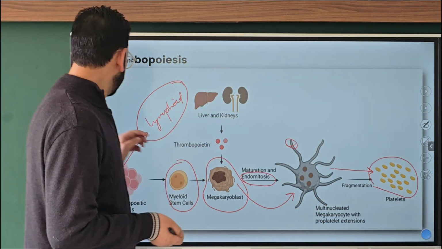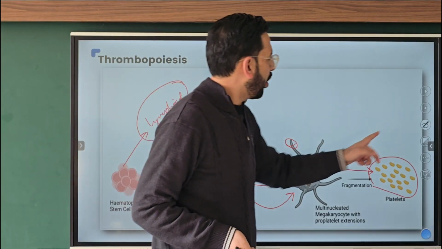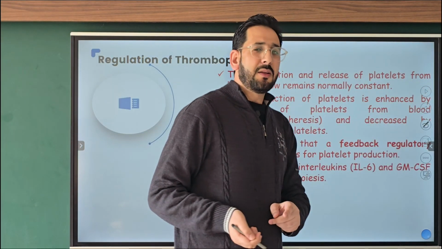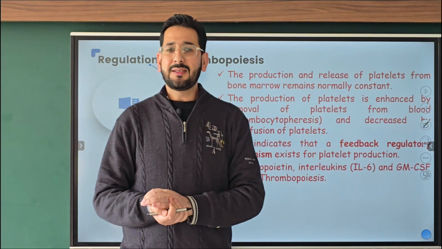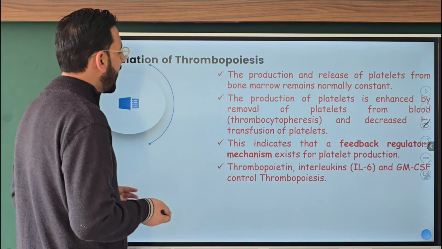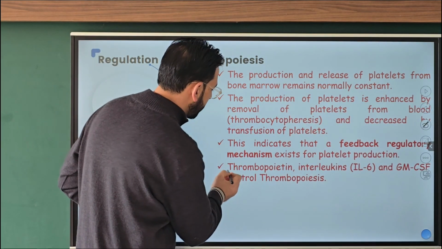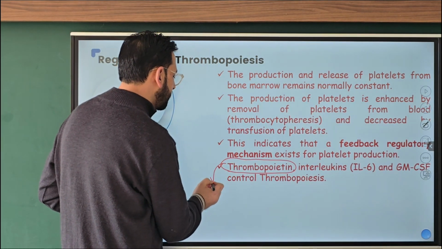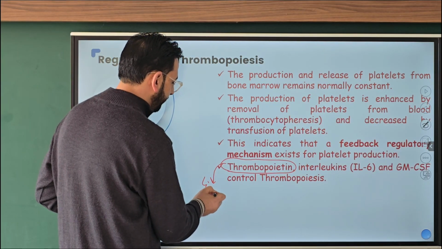Now we will talk about the regulation of this thrombopoiesis, the regulation of the formation of platelets. The main important thing that is regulating the formation of platelets is called thrombopoietin. Okay, that is called thrombopoietin, and this thrombopoietin is released from the liver and kidneys.